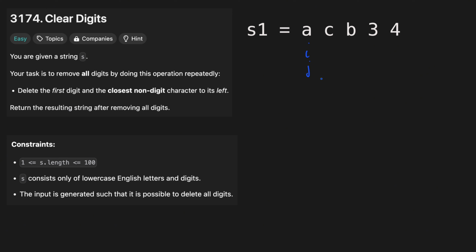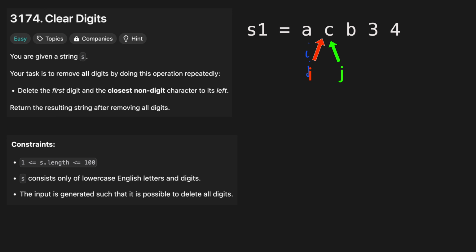Let's see this in action with the string ACB34. Initially, both the iterators i and j are positioned at index 0. First character we see is A, which is a non-digit character, so it is valid for now. Hence, we will move the j pointer forward, and in any case, we will move the i pointer forward to explore the rest of the string.